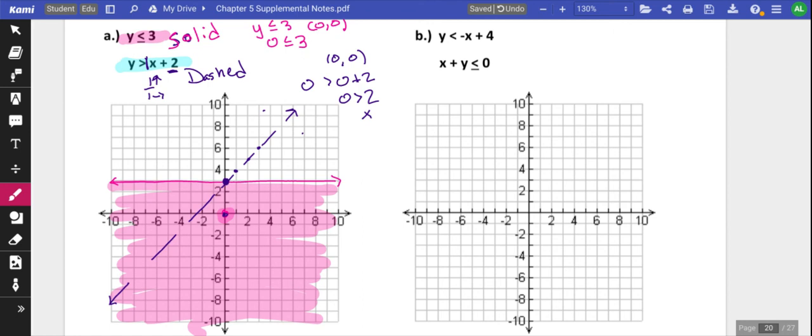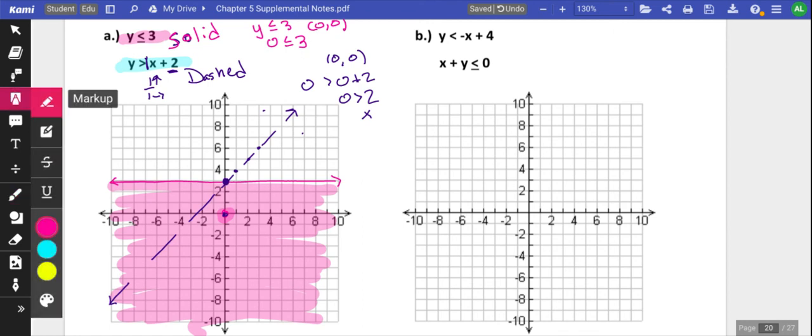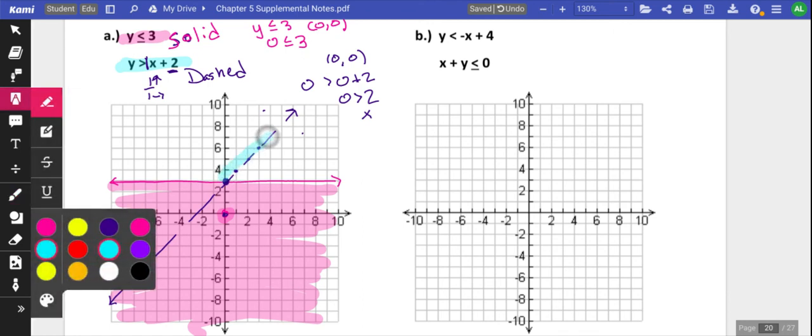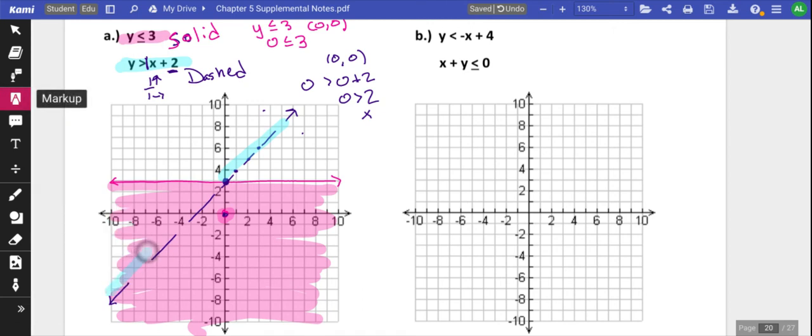The mistake people make sometimes is they think they're only shading this part of the line. You want to make sure you're shading the whole thing, everything that's on the side you want. We want the part that doesn't have 0, 0. So we're shading this whole area. Just be careful with that because it's easy to think you're shading one small section. It's this whole half of your line.